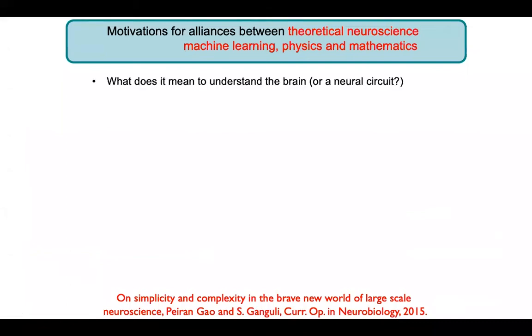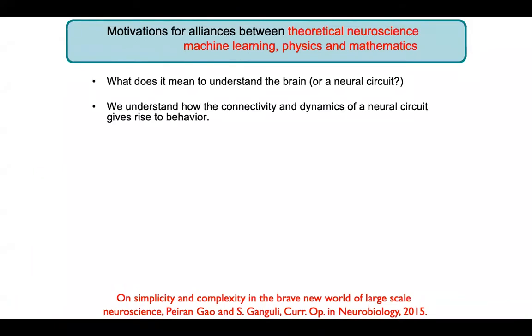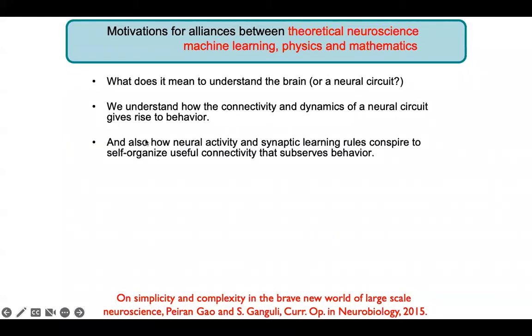So what are the motivations? When we do neuroscience, we're in it because we'd like to understand how the brain works or how a neural circuit works. But what does that really even mean? A more proximal version of that question might be: we'd like to understand how the connectivity and dynamics of the neural circuit give rise to behavior. And also learning: we'd like to understand how neural activity and synaptic learning rules conspire to self-organize useful neural activity that underlies behavior.